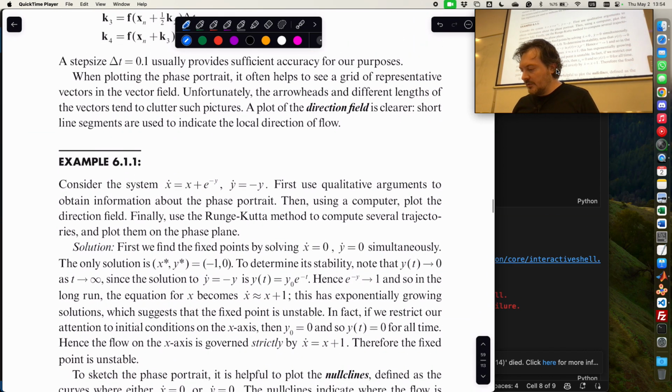For example, consider this system. Use qualitative arguments to obtain information about the phase portrait. Okay? Is it a nonlinear system? Yes. Why? e to the minus y. Very good. But we can reduce to a single linear equation. How? Yeah, y does not depend on x, so we can solve for y and then substitute y, and it is just a linear non-homogeneous system.